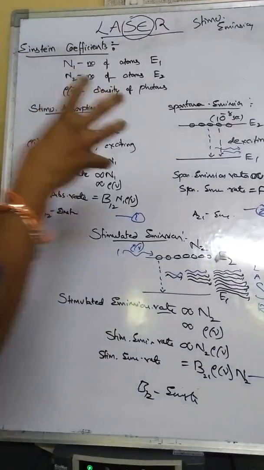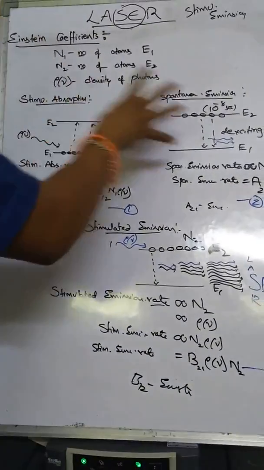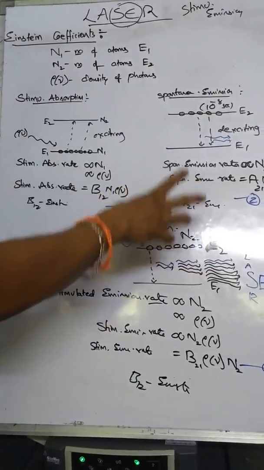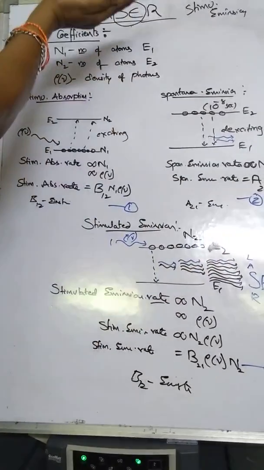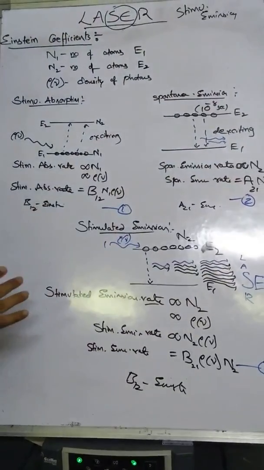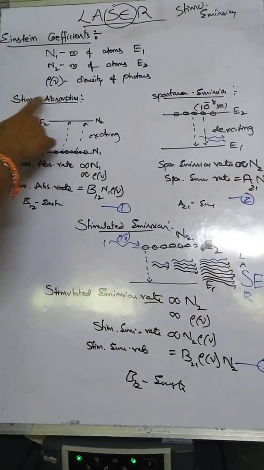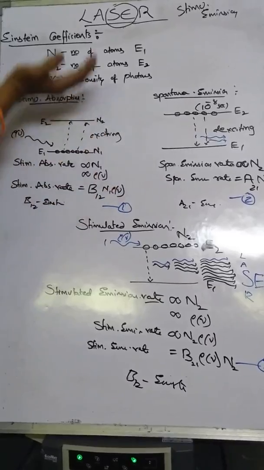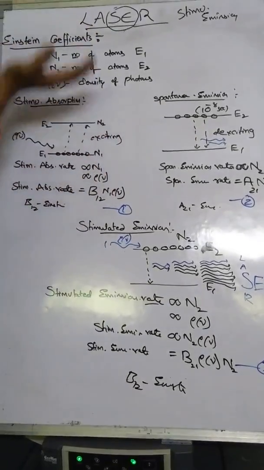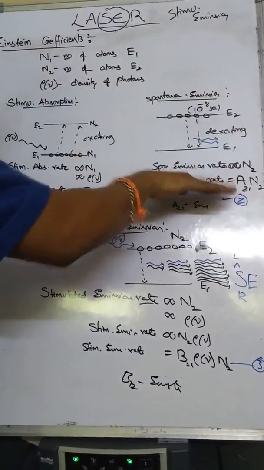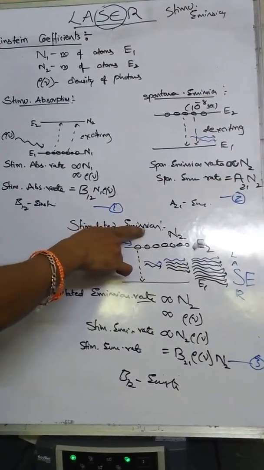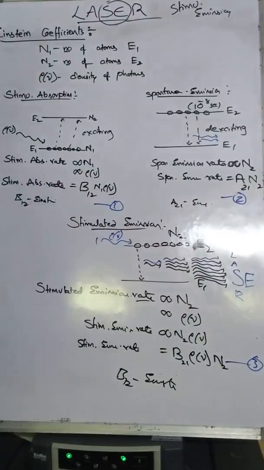Now, if you look very closely, I make the 3 processes into 2 classes, that is upward transition and downward transition. Stimulated absorption is an upward transition, meaning the atoms will be moving upward. Spontaneous emission is a downward transition. Stimulated emission is also a downward transition.